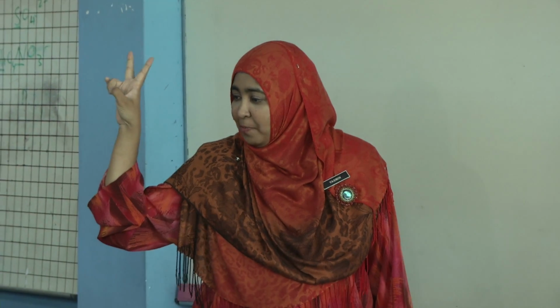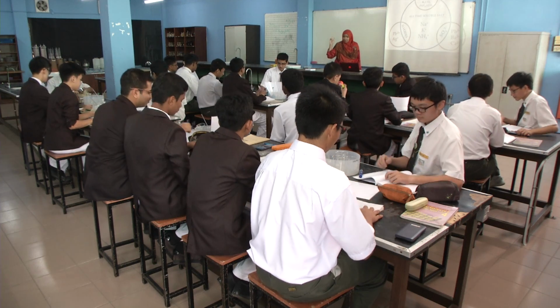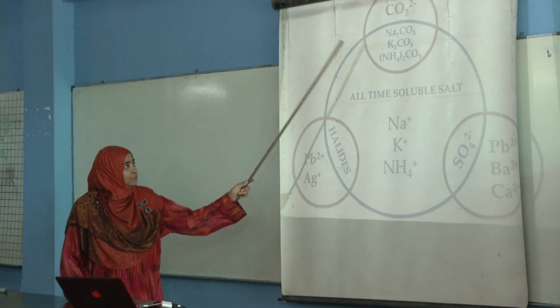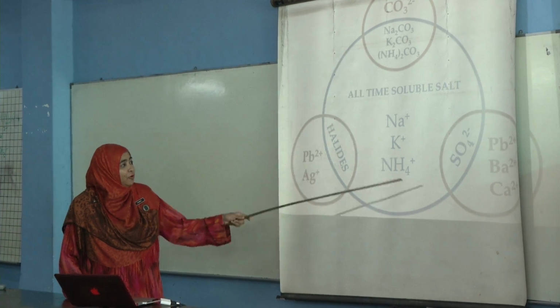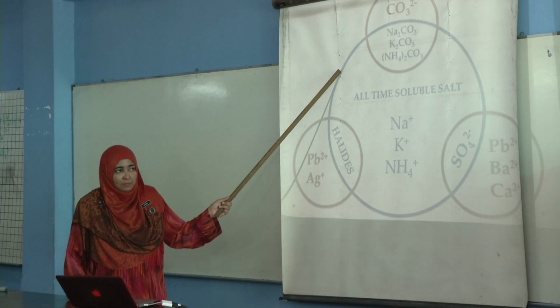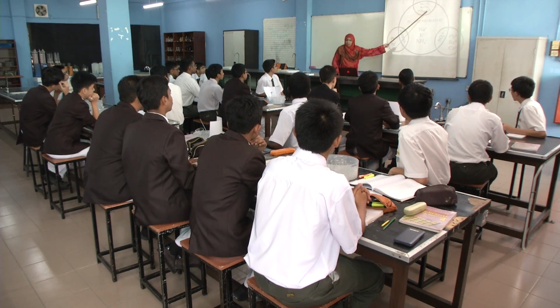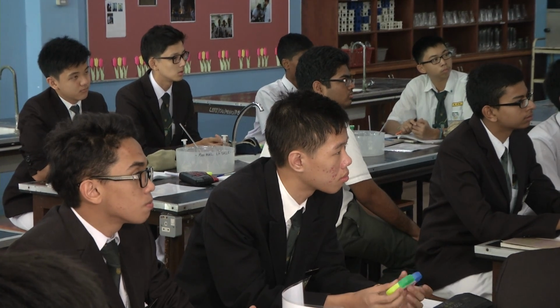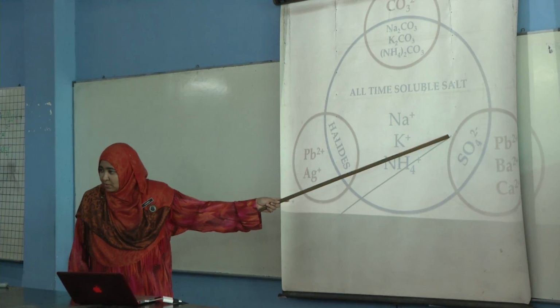Okay, you need two colors for your pen. Can you take out two colored pens? If you notice, there are 3-4 circles of bubbles, and there's one in blue and there's 3 in red. Now, the one in blue, that is where the all-time soluble salt is.